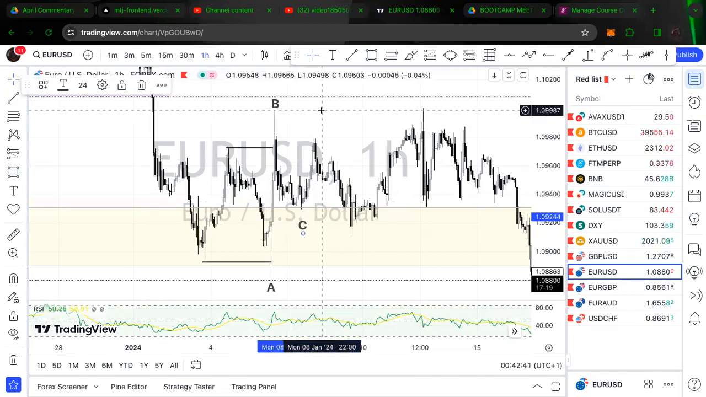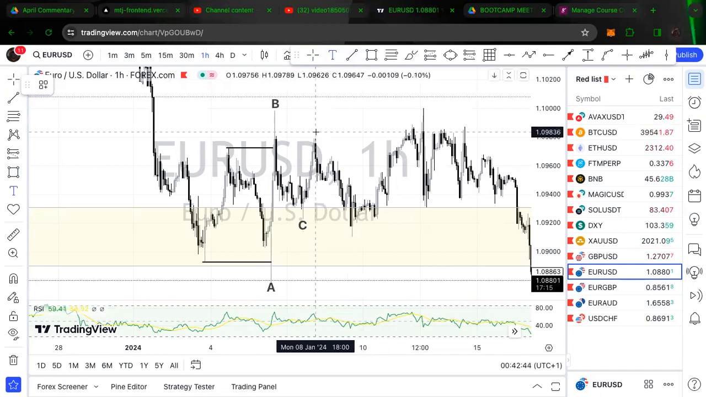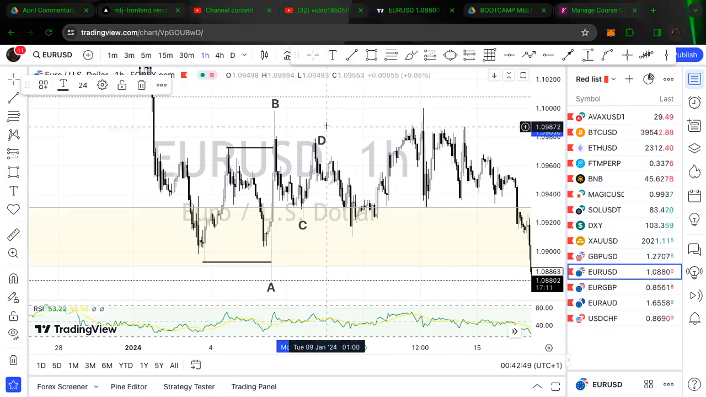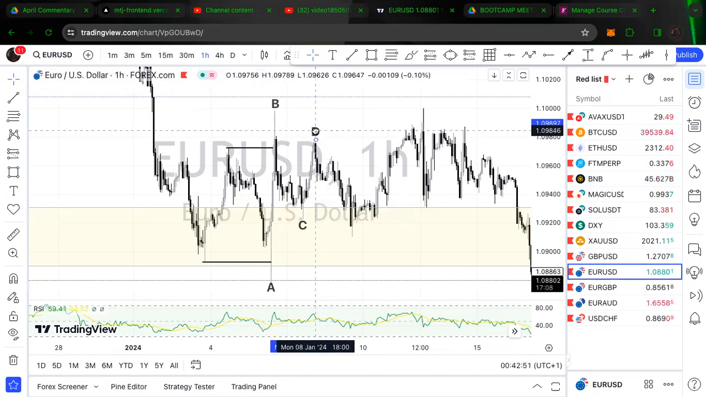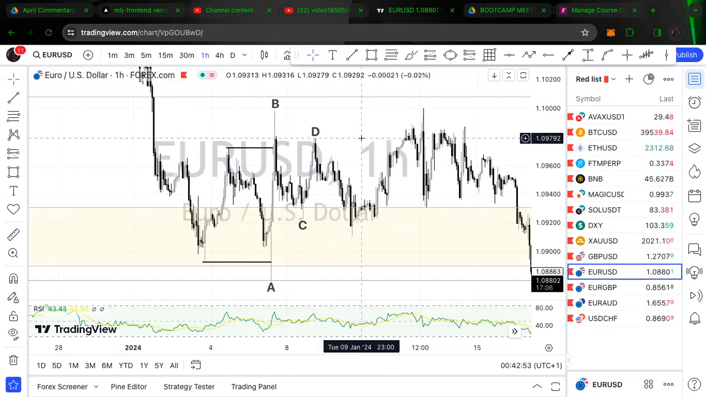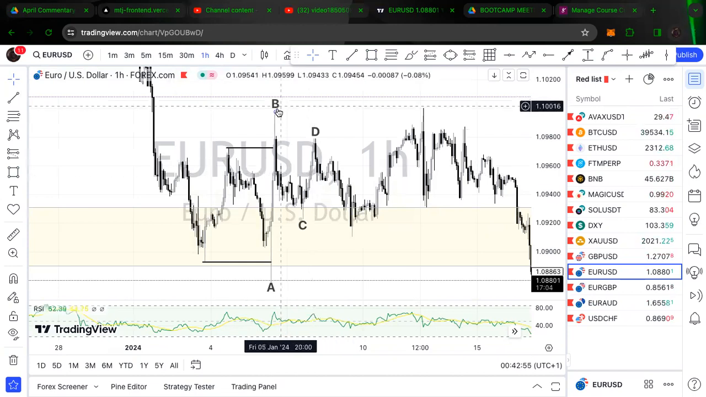And then a pull-up that takes out this high, that takes out B, that sweeps B. But we did not have a pull-up that sweeps B. So the D is not valid again. It's not valid. I expect that D should sweep B.